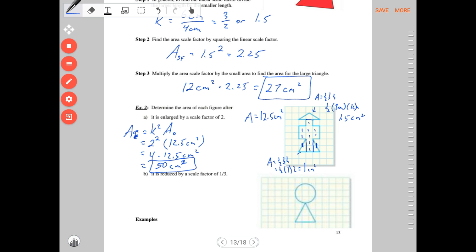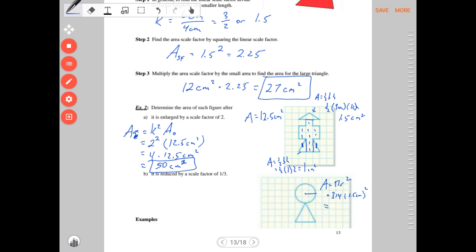What if it's reduced by a scale factor of 1/3? Sorry, what's this new shape here? We've got to figure out the area. Remember, we have the area of a circle, so that's pi r squared. The radius of this circle is half, so that's 1.5. You can use your pi button on your calculator, or 3.14, but use the whole thing, it's more accurate. We're going to round to the nearest 100th anyway. And then the radius is 1.5 centimeters squared.